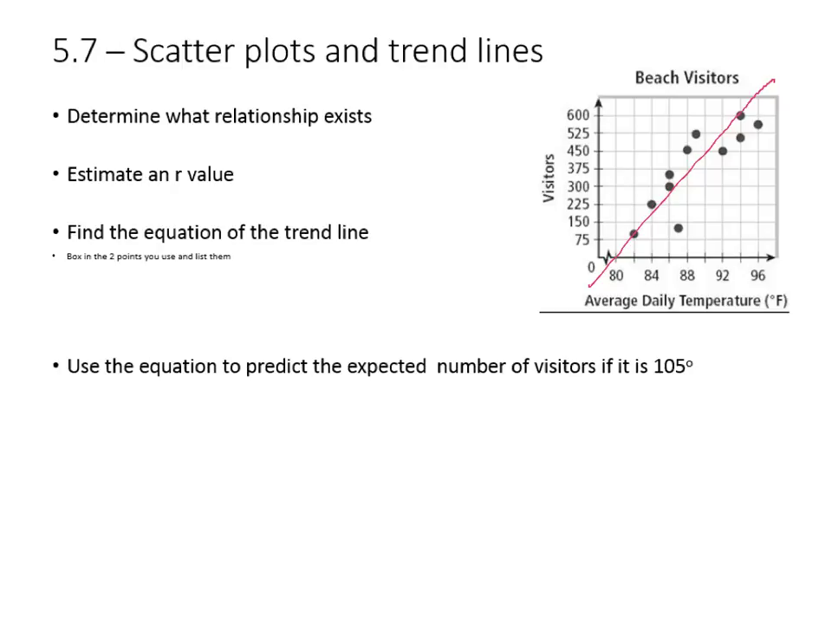Let's answer the questions. It says determine what relationship exists. The relationship is the correlation. Does this look like a positive correlation, a negative correlation, or no correlation? Since it is increasing, just like slope, we would say that it has a positive correlation.